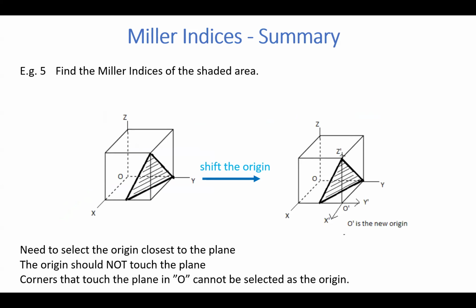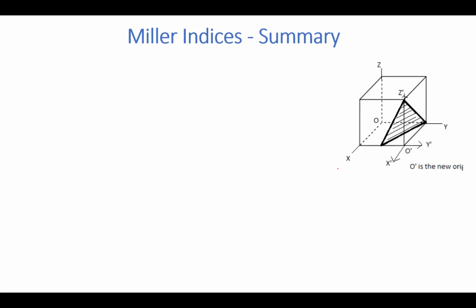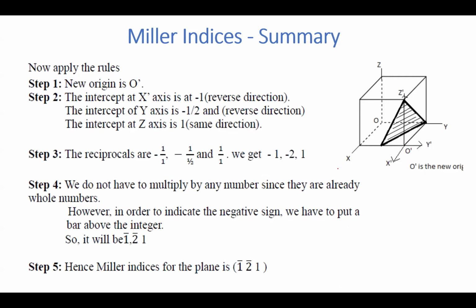This is where, if the origin is incorrectly defined, you cannot calculate the Miller value. The origin has to be closer to the plane, and the plane should not go through that origin, whatever point you're choosing as the origin, the corner.